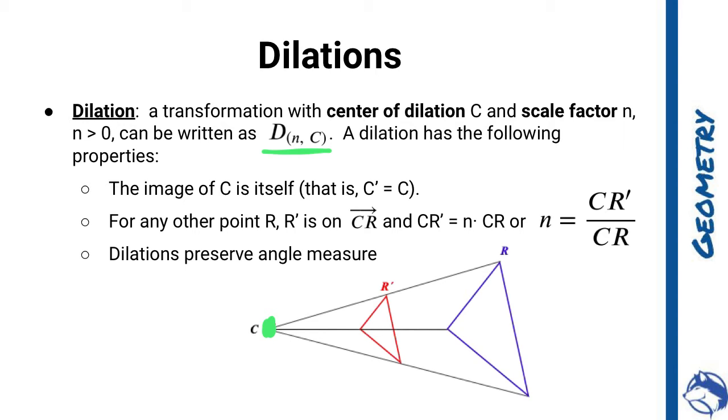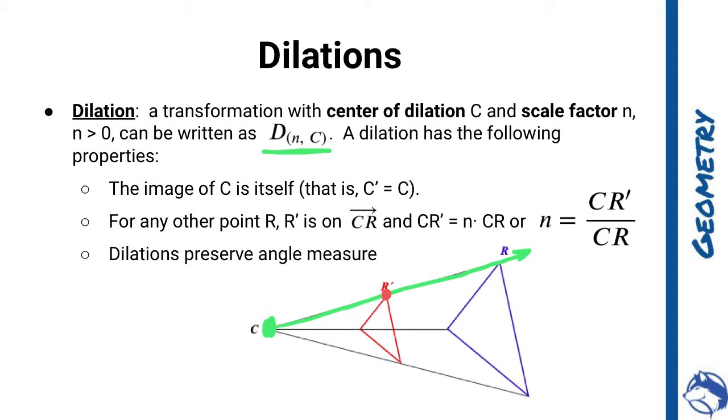So the image of C is itself, so that doesn't change. For any other point R, R prime is on the ray CR. So for example, if I drew this out as a ray, that's CR. Well, R prime has to exist on it, and that's where R prime comes from right here.